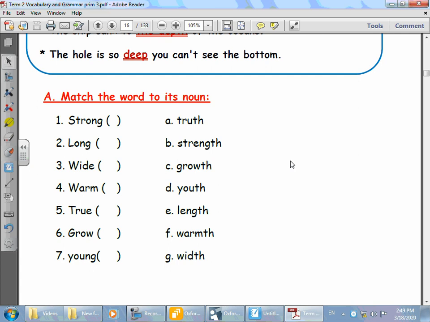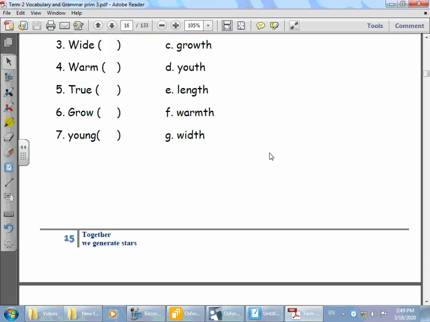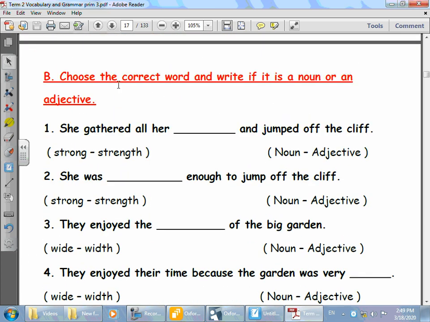For warm, super. F, warmth. Okay, true, excellent. Truth, letter A. Thank you. Okay, grow, very good. C, growth. Okay, young, excellent. Youth, letter D.